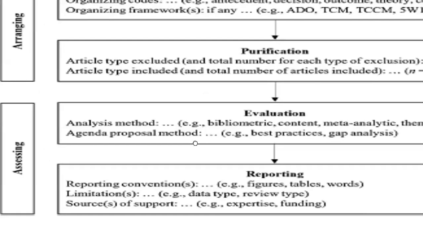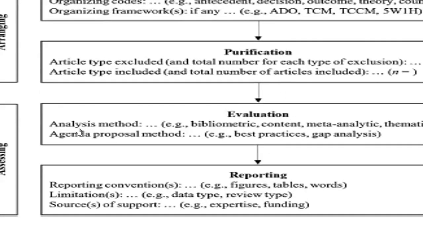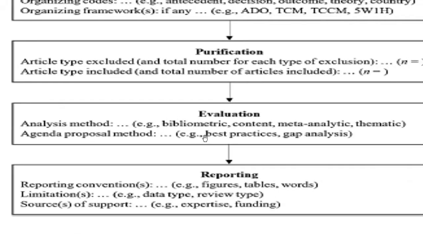Then the last step is assessing. That's the evaluation, the analysis method. Are you using bibliometric, content analysis, or meta-analysis? Of course, if it's for qualitative review, are you using content analysis or thematic review? I mean, thematic procedure in qualitative methods, or are you using meta-analysis, which is quantitative in a sense, or bibliometric? Agenda proposal methods, best practices, and gaps analysis. You have to indicate those, okay?